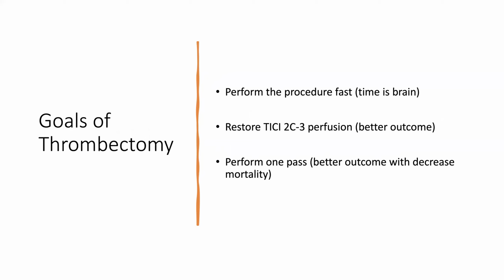So the goals of the thrombectomy procedure, you want to perform the procedure fast. Again, time is brain. You want to try and restore TICI 2C or 3 reperfusion. Those patients definitely have a better outcome. So that is your goal, to get TICI 2C or 3. We try for TICI 3 now. You want to try and perform one pass. There's a better outcome with a decreased mortality, and I'll show you some of that data. So the first pass effect.